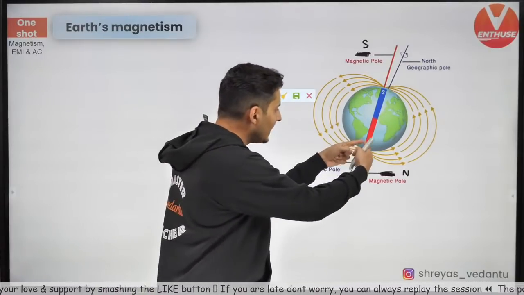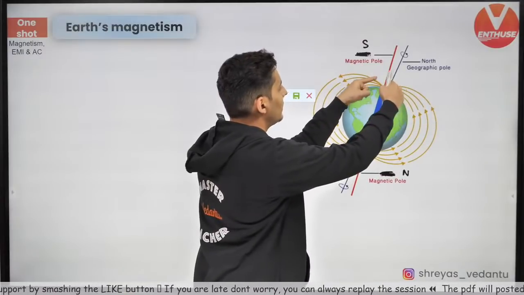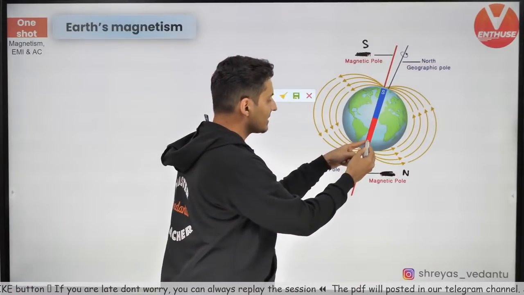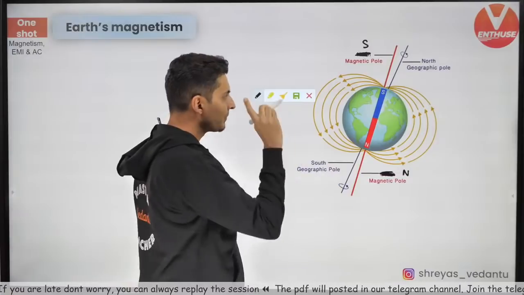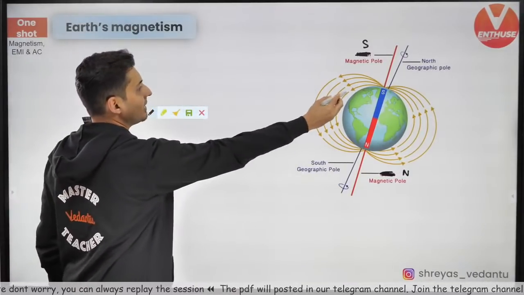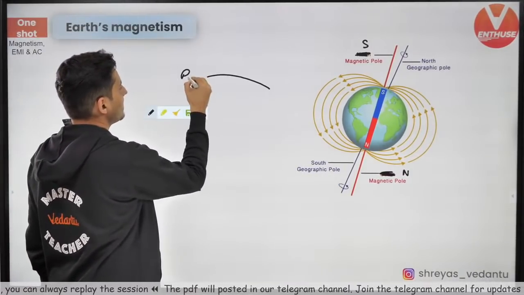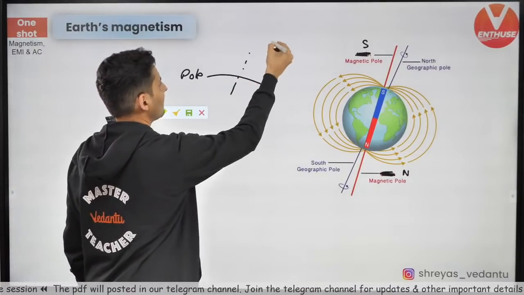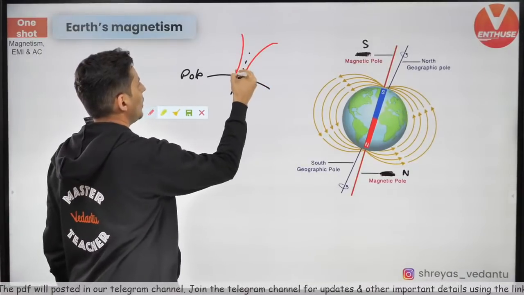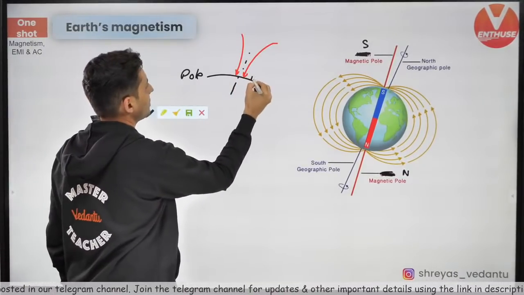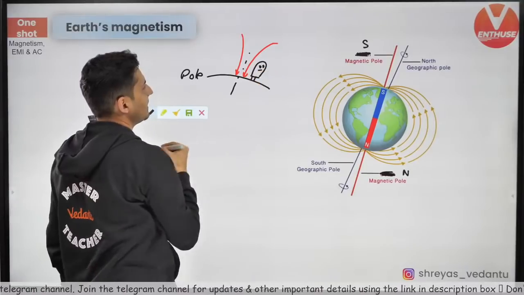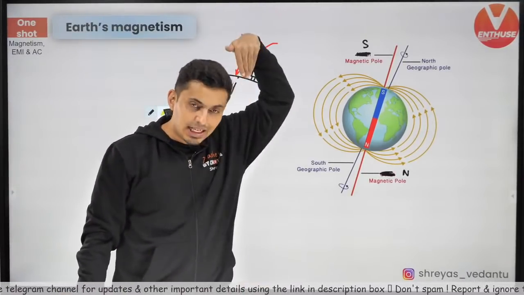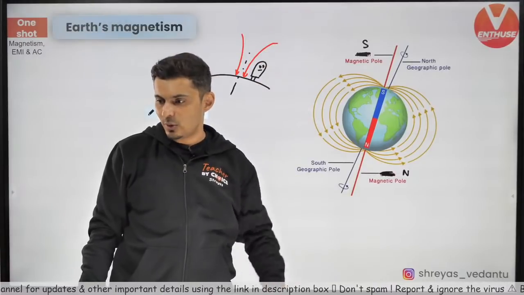And the field lines emerge like this, they go around and come back over here. That's how the field lines look, because magnetic field lines always start from the north, go like that and come over here. So now imagine a person near the pole. How will he see the magnetic field lines? Just imagine there is a Pandu standing over here. For him, the magnetic field lines will be vertically down.